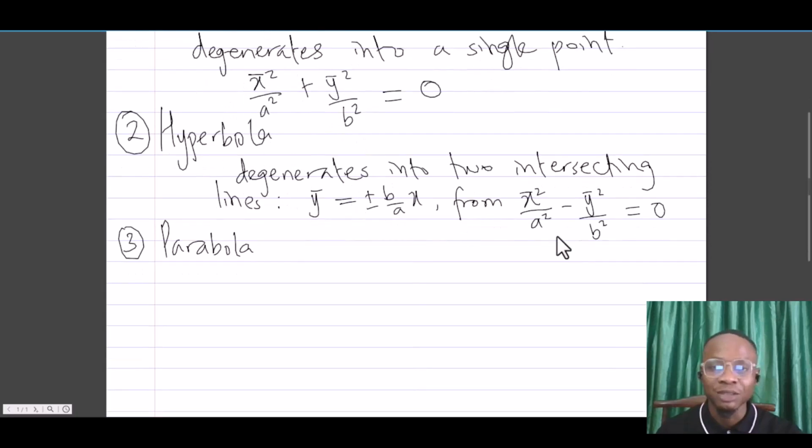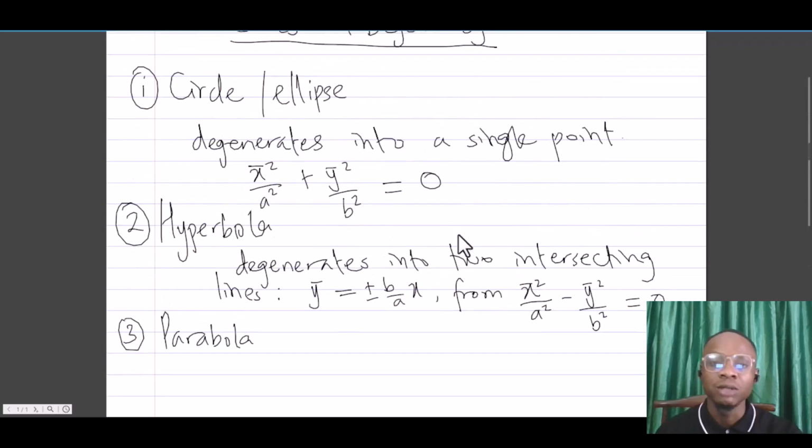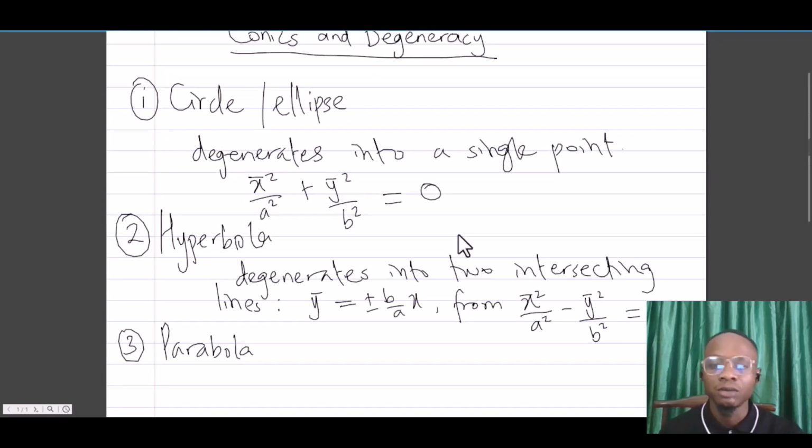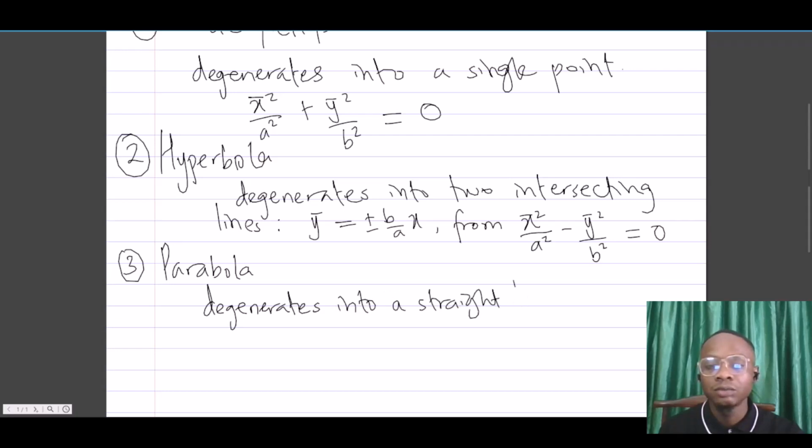And in the case of a parabola, we don't have the standard equation of a parabola to be in this form, so it is not something we can just equate to 0 to get what it degenerates into. Okay, but for this case now, we already know that this degenerates into what again now? A straight line, which is along its axis, which is the axis of the parabola. So if it's a degenerate parabola, it will just give us a straight line.